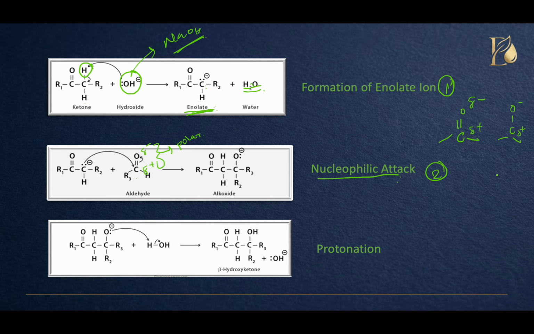So the nucleophile, the enolate ion, can come and attack this carbonyl carbon. What is formed as a result of nucleophilic attack? Alkoxide ion is formed. Now what is the next step? Protonation. What is protonation? Abstraction of a proton from the medium. It will abstract the proton and produce beta hydroxy aldehyde if it is an aldehyde, or beta hydroxy ketone if it is a ketone. Okay, this is the reaction mechanism.